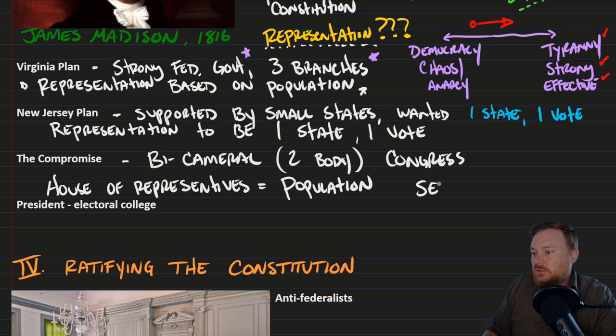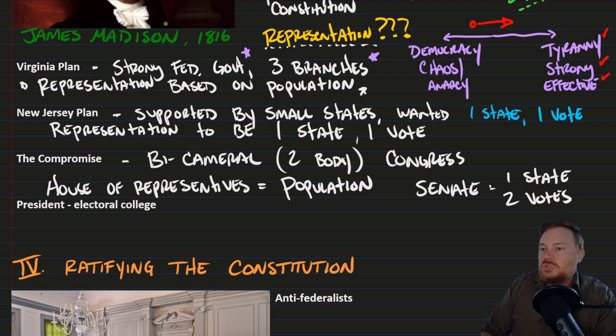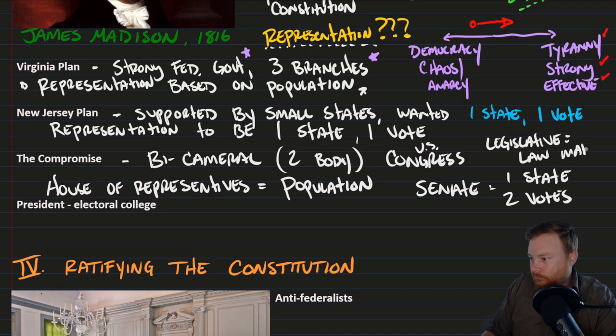But it also created the U.S. Senate. Now, both the Senate and the House are part of the U.S. Congress, and this is one state, two votes, actually. So each state gets two senators. So the United States Congress, otherwise referred to as the legislative branch, which means lawmaking, has two different houses or congresses that a law has to get passed through, the House and the Senate.